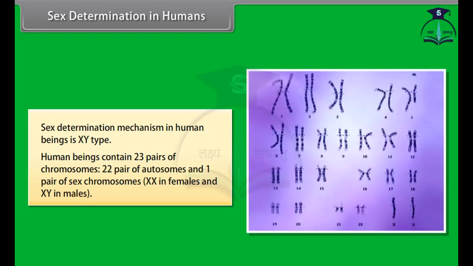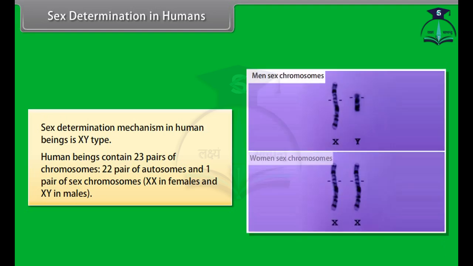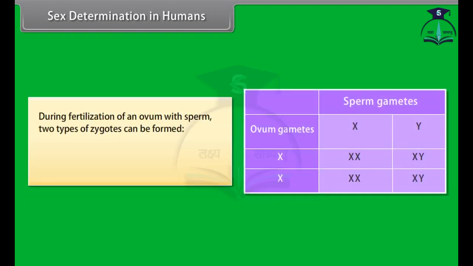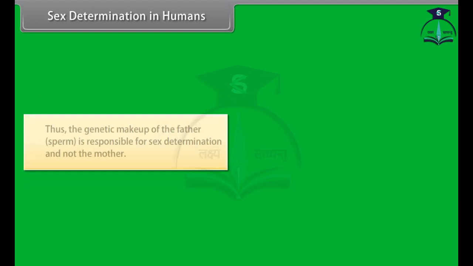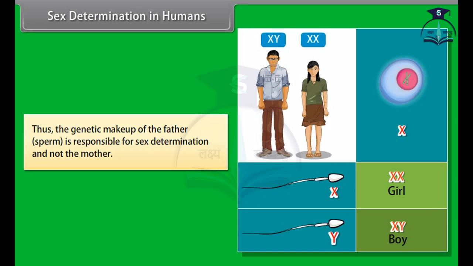Human beings contain 23 pairs of chromosomes: 22 pairs of autosomes and one pair of sex chromosomes, XX in females and XY in males. During fertilization of an ovum with sperm, two types of zygotes can be formed. Therefore, there is a 50% chance of birth of a male child, XY, or a female child, XX. Thus, the genetic makeup of the father's sperm is responsible for sex determination and not the mother.